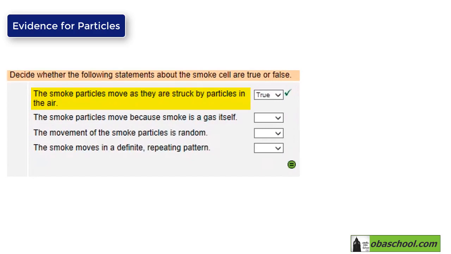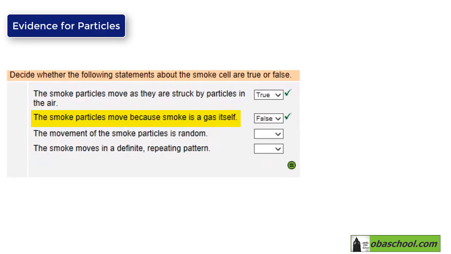Excellent, that is true. The smoke particles actually move from one place to another because these small particles in the air strike them. The smoke particles move because smoke is a gas itself. Is that true or false? Excellent, that is false. Smoke in itself is not a gas.